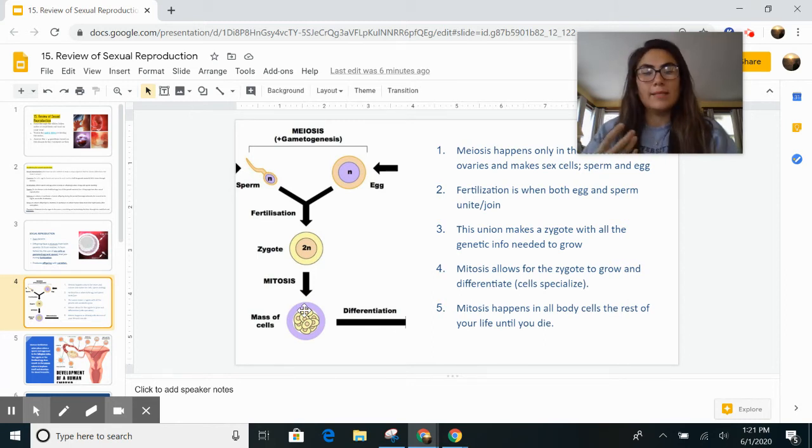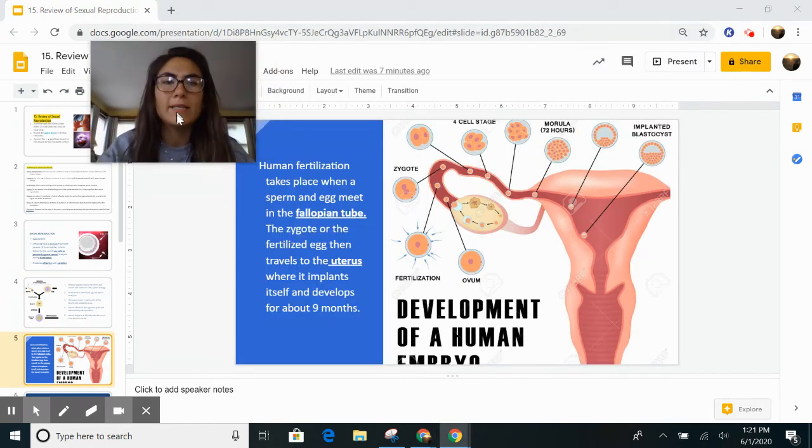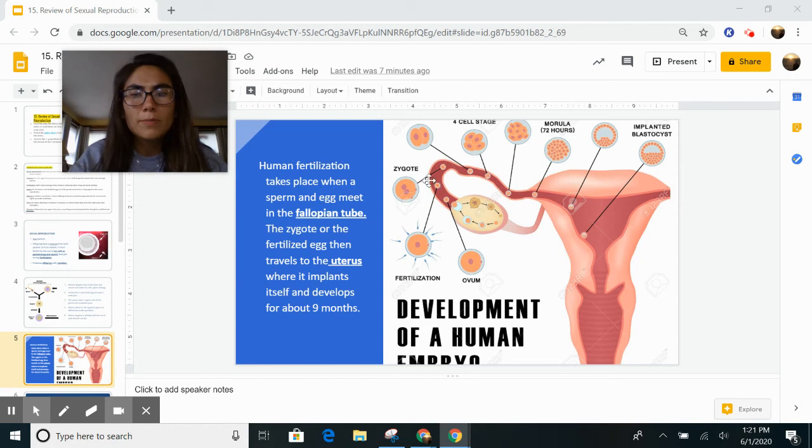Okay. So here we go, next photo. So here we have a nice little diagram. So the fallopian tube is an actual tube. So I'm going to point at it. Let's see, master pointer. So not working. Let me present it and maybe it'll come out better.